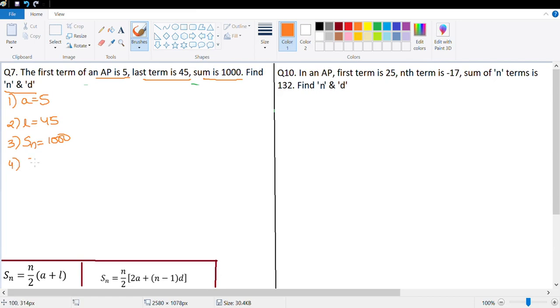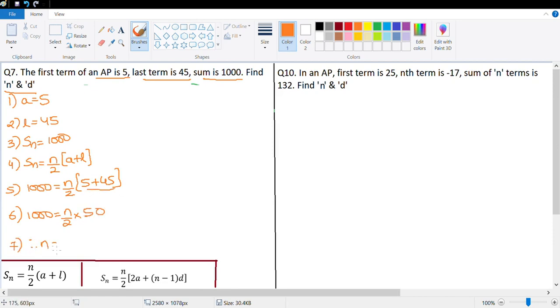We know sum of n terms is equal to n by 2 times a plus l. Let's substitute values. Sum of n terms is given equal to 1000, which is equal to n by 2 times a, which is 5, and l is 45. So this gives us 1000 is equal to n upon 2 multiplied with 45 plus 5, that's 50. So therefore n is equal to 1000 into 2 upon 50. Just basically cross multiplying. This is 0 and 0 gets cancelled.